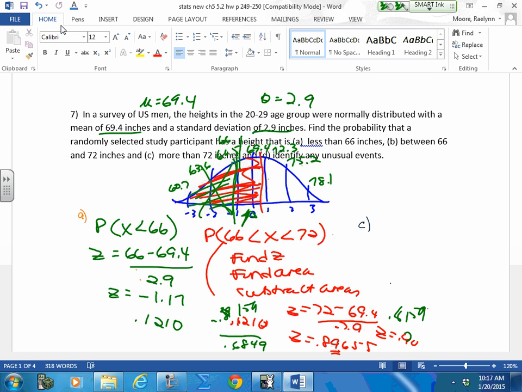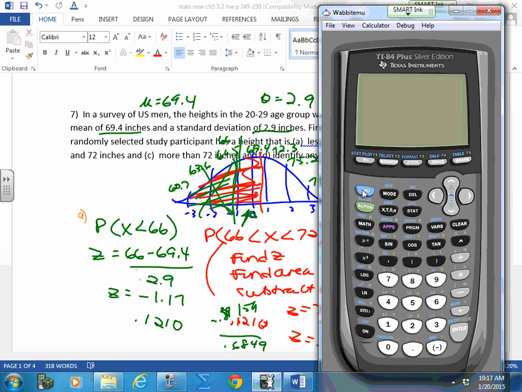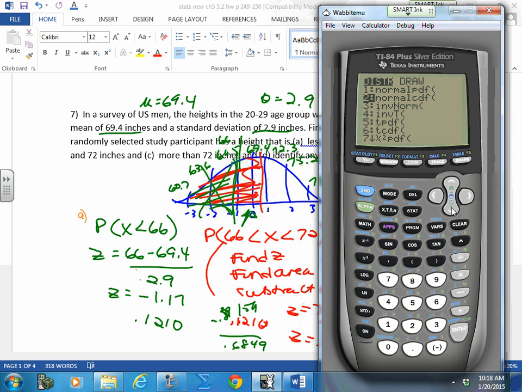The in-between is the tough one, but the in-between is the easiest one on your calculator because you've got a lower limit and you have an upper limit. So if you're putting it on your calculator, your lower limit is your 66. Your upper limit is your 72. So you don't have to have any negative 999. Okay, your mean and your standard deviation.